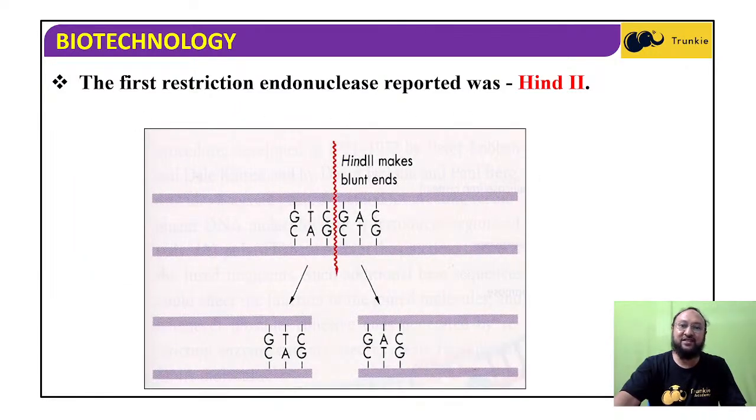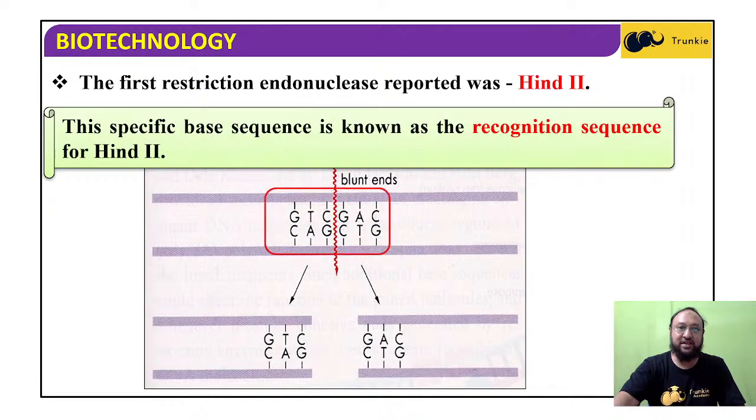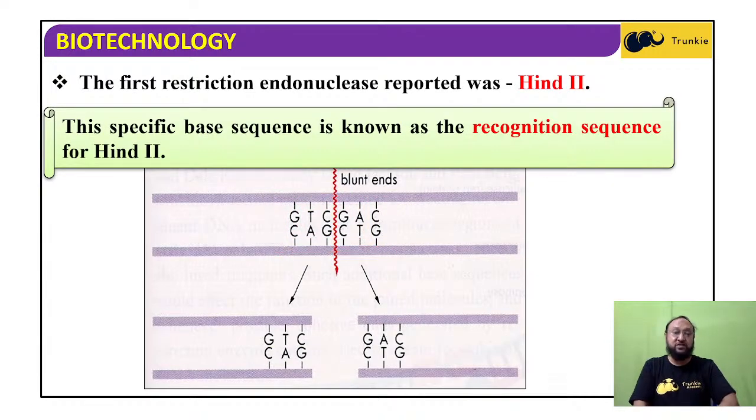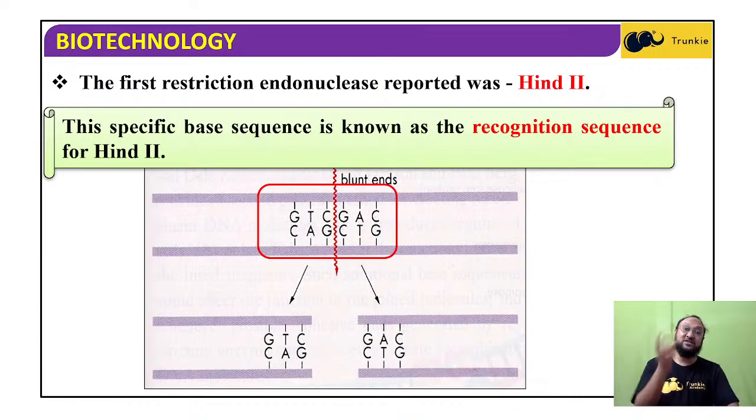So Hind2 makes blunt ends. It cuts there, GTC GAC, and it makes sticky ends. This specific base sequence is known as the recognition sequence for Hind2. So for this particular restriction endonuclease, Hind2, the site where it recognizes and cuts is called the recognition sequence or recognition site for that restriction endonuclease.